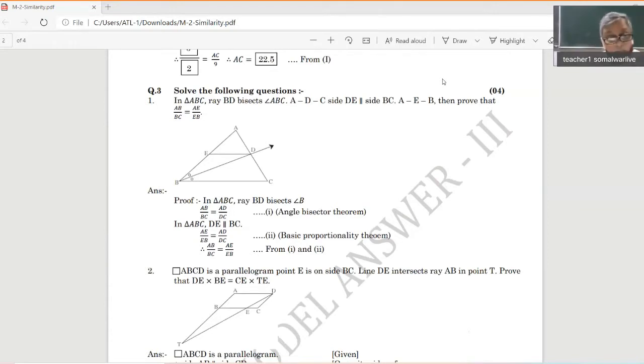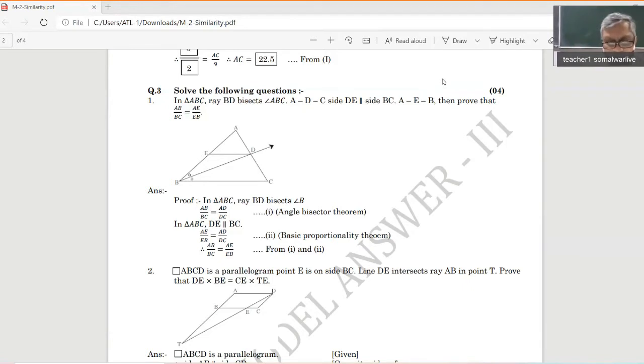See, first, when I said that we have to use the angle bisector theorem, there we have seen the left hand ratio was AB upon BC. Look, AB upon BC is equal to AD upon DC. Now let us apply the second, that is the basic proportionality theorem. ED is parallel to BC, therefore AE upon BE is equal to AD upon DC. As soon as we write this, we understand the right hand sides of both are equal, so the left hand sides are also equal, and therefore AB upon BC is equal to AE upon EB.